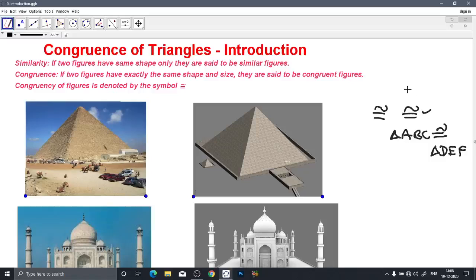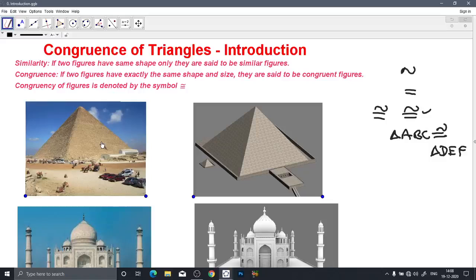For equality, we use only the equality symbol, but this is congruent. Similar means we just show the tilde symbol only. This is called the similar symbol. This is the congruent symbol. So now see some example figures to understand what similarity and congruence are.